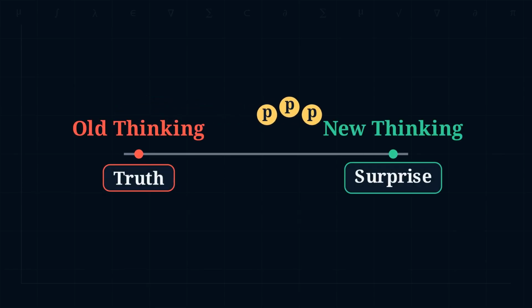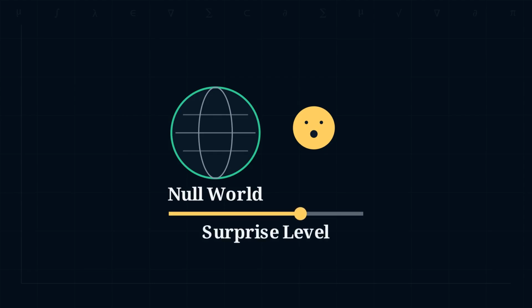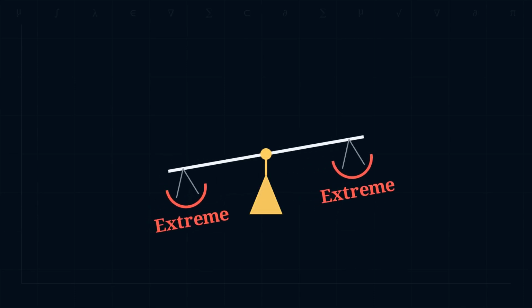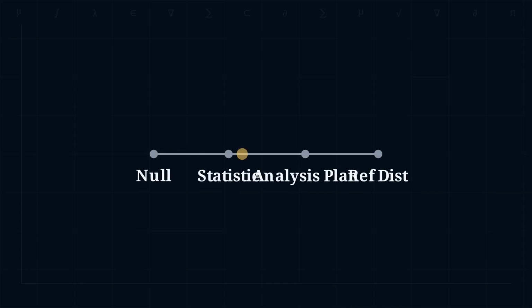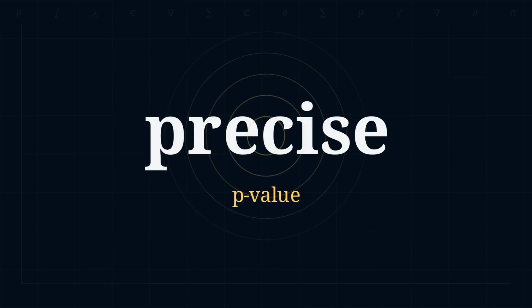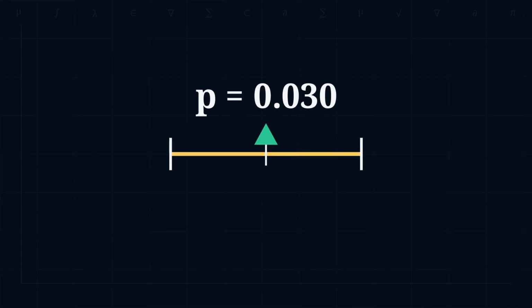The mental shift is from treating the p-value as a verdict about truth to treating it as a calibration of surprise under a clearly defined null world. That means naming the null model, naming the statistic, naming what counts as extreme and in which direction, and respecting the analysis plan that gives the reference distribution its meaning. Once that discipline is in place, the p-value becomes a precise tool rather than a vague badge of credibility.